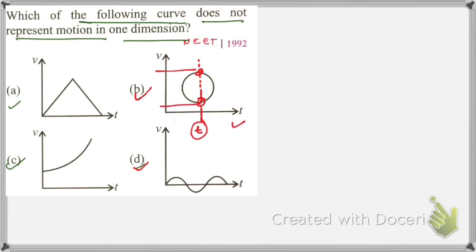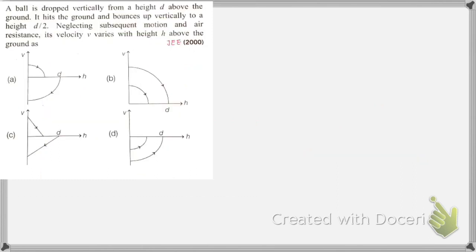So that's why this is a graph of 2D motion. So that's why our answer is B, right? So hope you have understood this. Now let's move on to the next question. This is our next question.